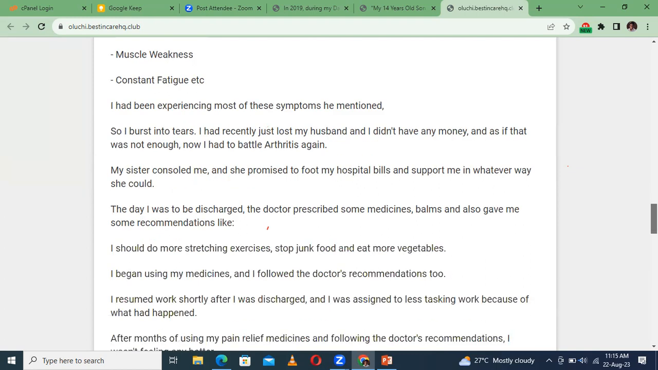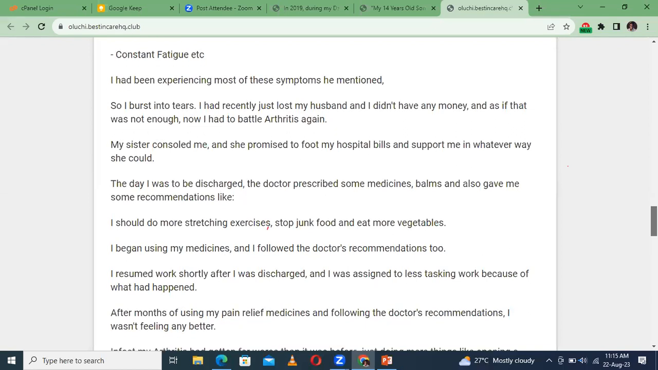The day I was to be discharged, the doctor prescribed some medicines and balms, and also gave me recommendations like I should do more stretching exercises, stop junk foods, and eat more vegetables.